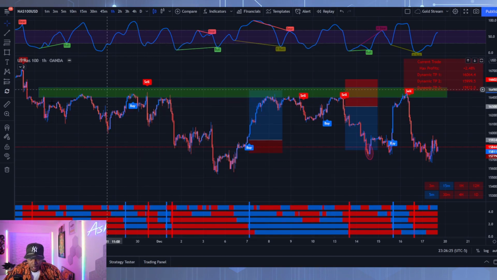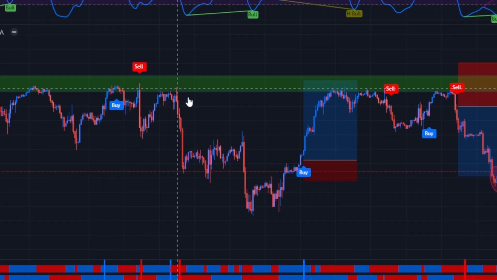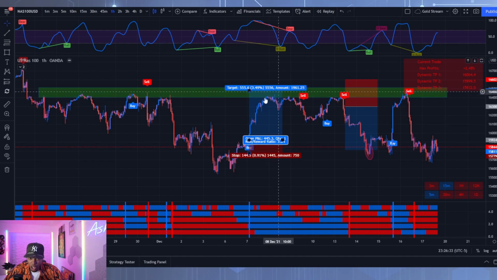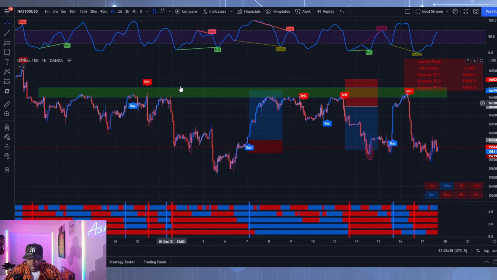First thing I like to do is do the top. As you can see here, we have 1 rejection, 2 rejection, 3 rejection, 4 rejection, huge sell-off, came back up, rejection, rejection, rejection, rejection, rejection. So now we know that this is a super strong key level.